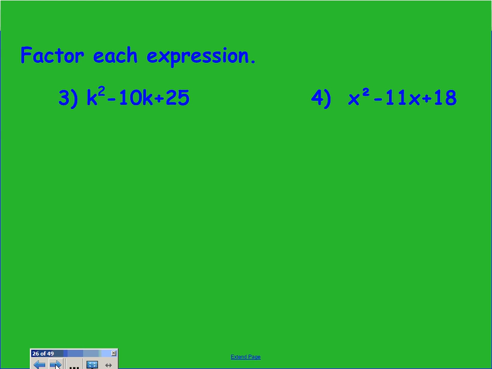I'm going to look and ask myself, can I pull a factor out of 1, negative 10, and 25? No, I cannot. So if I can't, then I'm going to just go ahead and create my binomial.